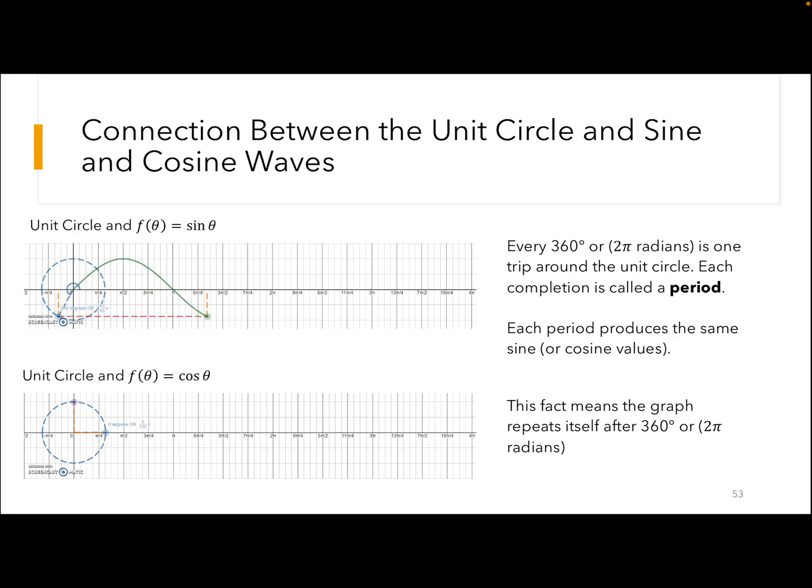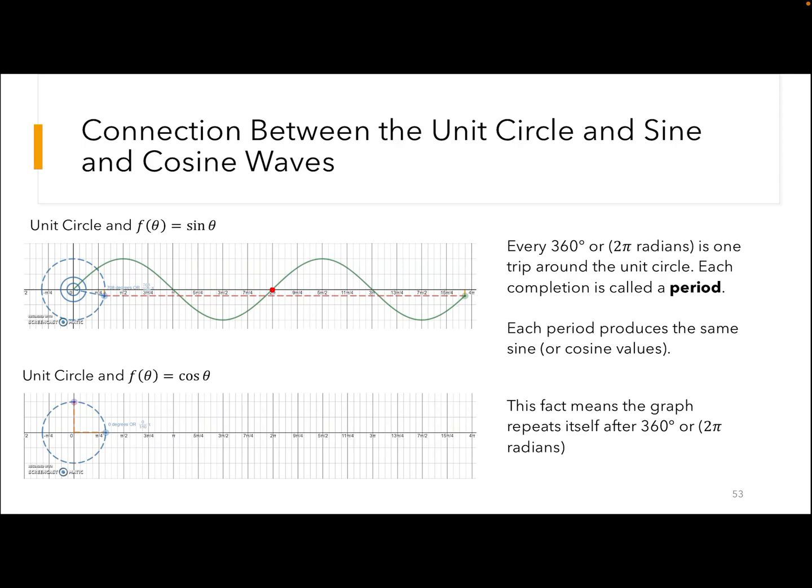So now if you look at the graph, you see that we're drawing a wave, and after we hit 2 pi, the graph repeats itself. And again, this point where it repeats itself is called the period. So like right here is where the graph starts over.